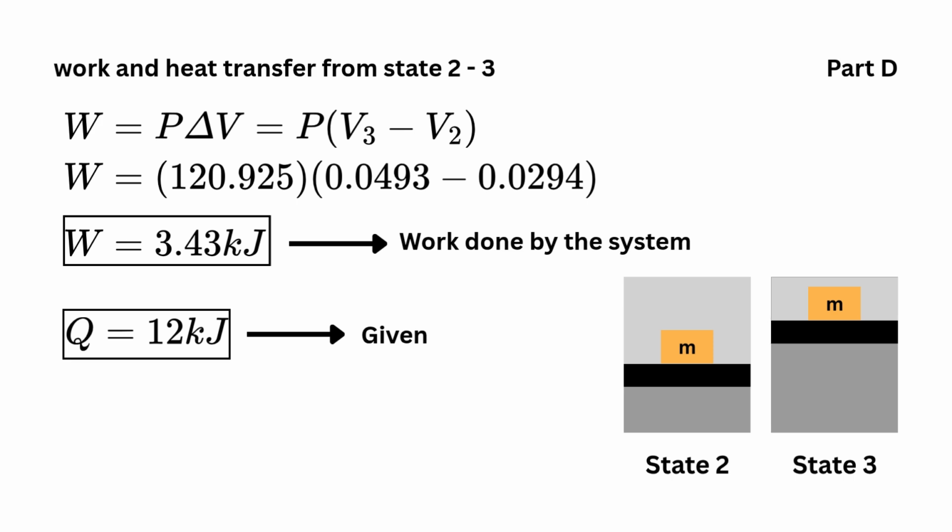And now for the work from state 2 to state 3, we go back to how we solved earlier, that work is equal to P delta V. And when we plug in for P and delta V, with the V3 and V2 that we calculated previously, we learn that our work is equal to 3.43 kilojoules. And since this is positive, that means work is being done by the system. This is made clear in our schematic here, where we can see that the volume expands from state 2 to state 3. And our heat transfer is given already as 12 kilojoules in the question.